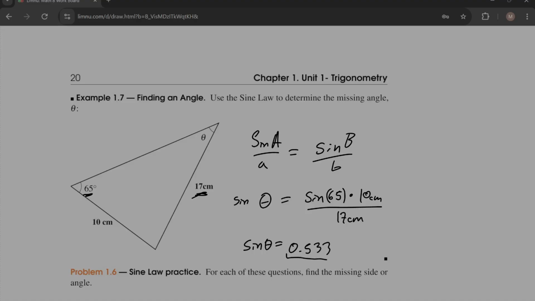This value, before we isolate for theta, has to be between 0 and 1. It'll never, ever be above 1. If it's above 1, that means it's impossible. You cannot have a ratio where your opposite is greater than your hypotenuse. That doesn't happen. It's not possible for triangles.